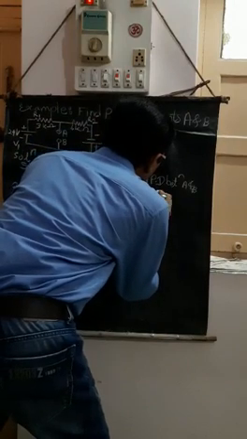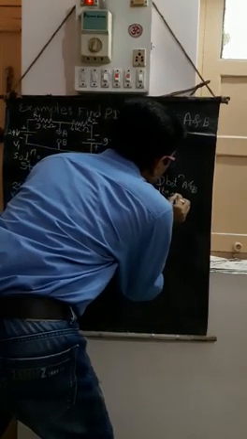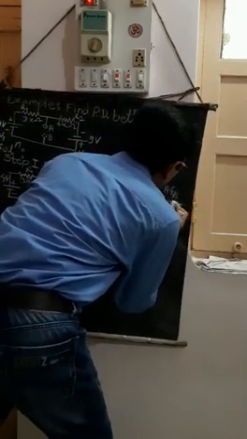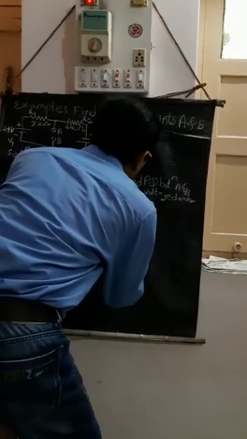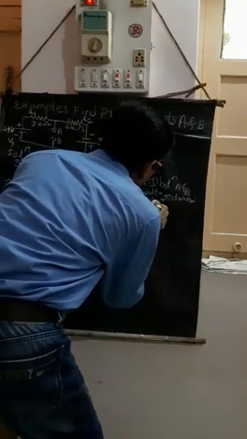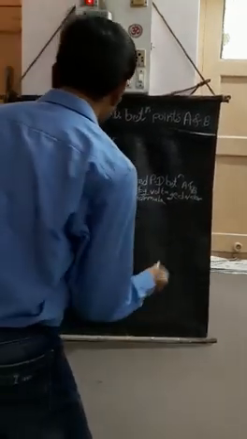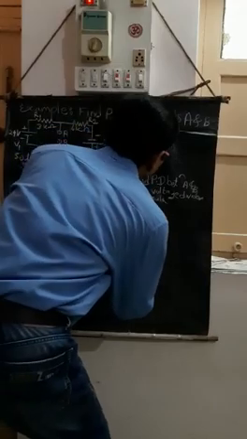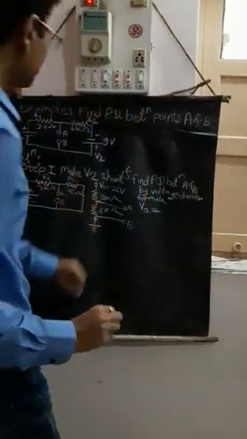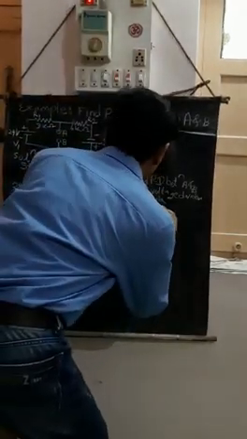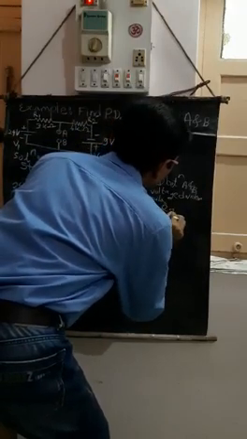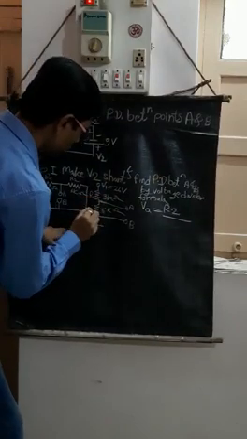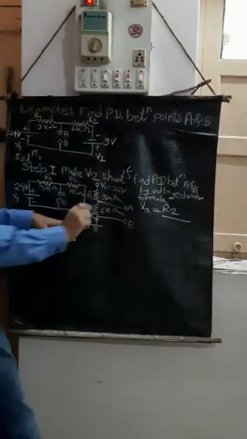By the voltage divider formula, we can say the voltage across this, VAB, VA is equal to R2, this R2. This is R1, this is R2.